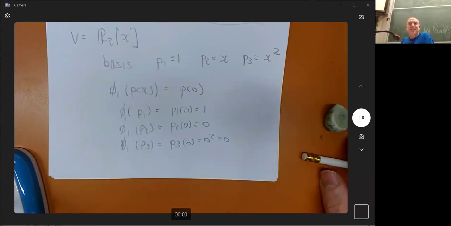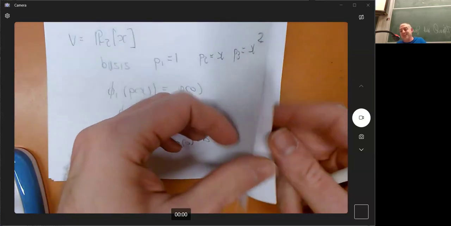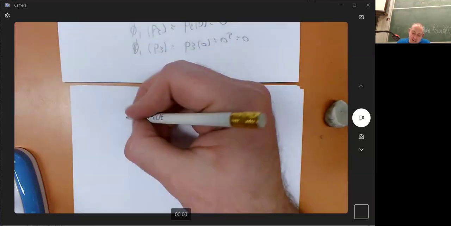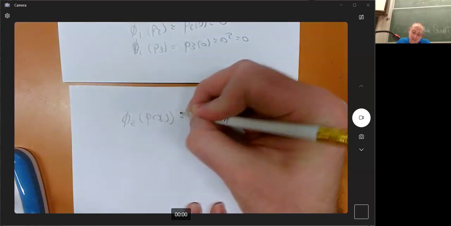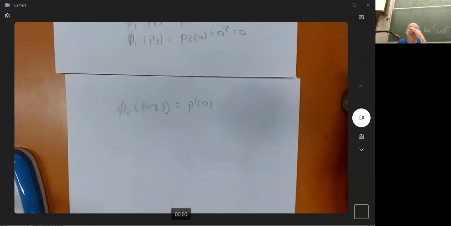Differentiate it and then sub in 0, because derivatives are linear transformations from V to V. That's so cool. So phi 2 of p of x is going to be p dashed of 0. Oh, that's so stupid, but cool.